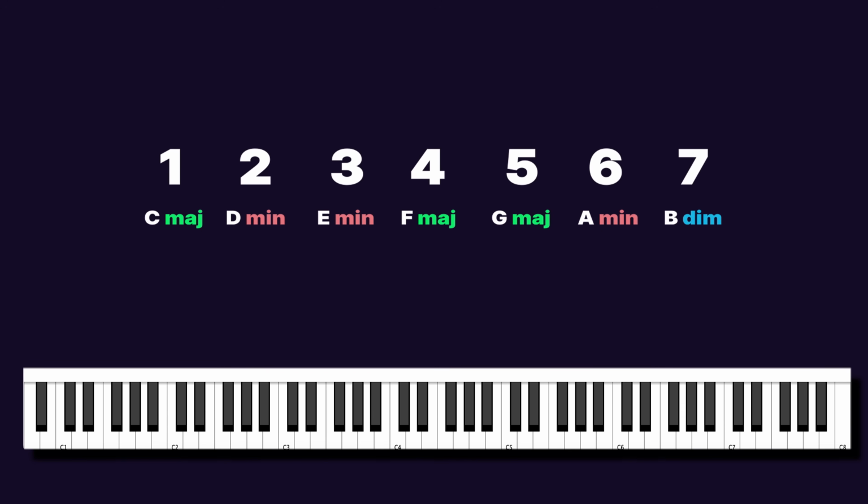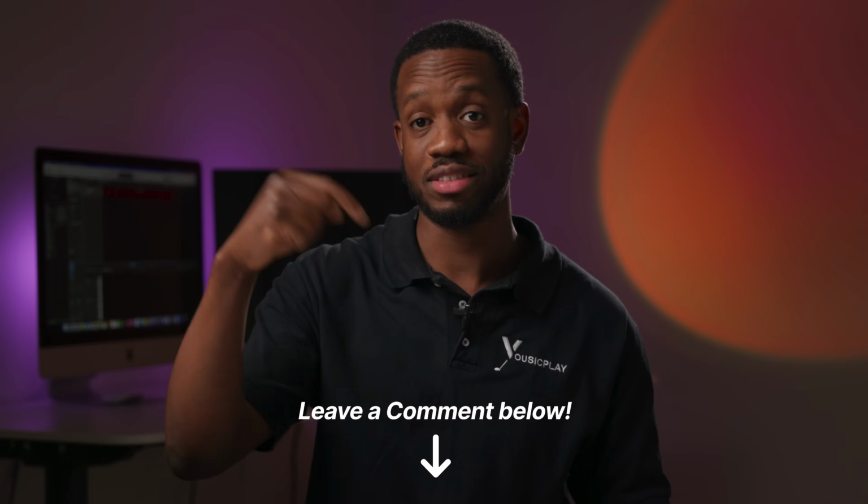So each scale degree has a diatonic chord that's built on top of it. And diatonic simply means that all the notes used are only in that key. So in this instance, all the notes used are only in the key of C major. There's 2 types of chords you'll need to know, triads and 7th chords. If you want to learn more about how to construct different types of triads and 7th chords, the science behind what makes a chord minor, major, diminished, or augmented, then let me know in the comment section below.